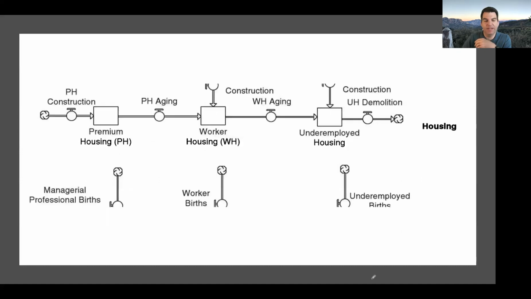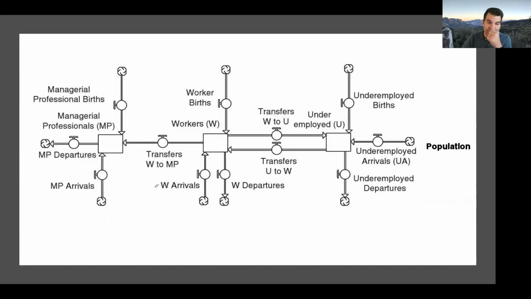All right, so then I won't spend a lot more time on this one, but then you can imagine making this far more complicated, where this is actually a population model. And if you look down through here, the stocks here are modeling different types of people in this population. And so you've got underemployed people here, you've got workers here, and you've got managerial professionals here.